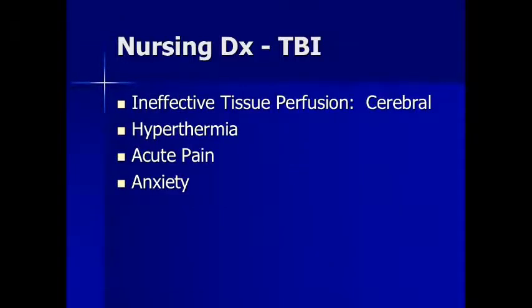Nursing diagnoses for traumatic brain injuries include ineffective tissue perfusion cerebral, hyperthermia, as well as acute pain and anxiety. The goals with patients that have traumatic brain injuries should be to decrease cerebral edema and restore cerebral perfusion.